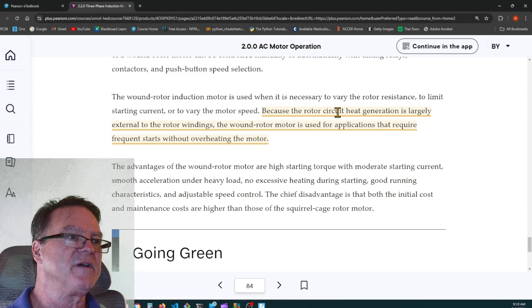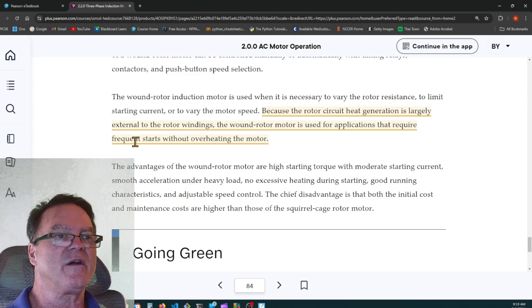That's a highlight. Because the rotor circuit heat generation is largely external to the rotor windings, a wound rotor motor is used for applications that require frequent starts without overheating the motor.